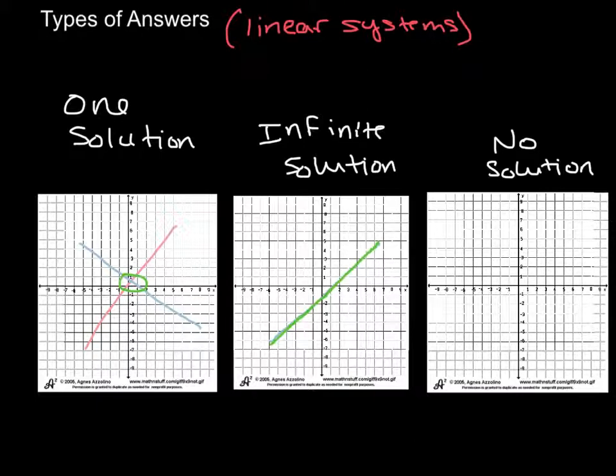And then we have a third option, which is no solution. So if we plot our lines and they're parallel to each other, it means they never intersect. So that means they would have no points of intersection. So that means you would have no values that would satisfy both equations. So if they're parallel, it's no solution. If they're the same line, it's infinite solutions. And if they intersect at one point, it's one solution.